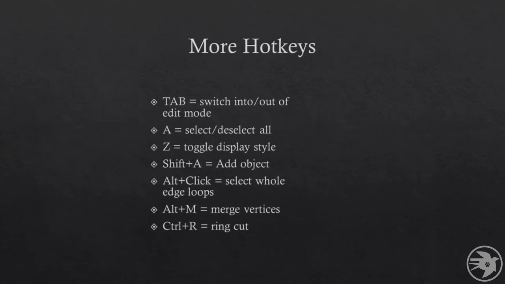Some more useful hotkeys, tab if you're trying to edit an object, that'll take you into a mode where you can edit the mesh. A will select or deselect everything, pretty useful. Z will toggle you into wireframe. It's to allow you to see through things, which can be helpful when you're modeling. And then a few other ones that I use sometimes are Alt-Click, which will select an entire edge loop. And then Alt-M, which will take several vertices and merge them together into one, sort of pinch and connect them into one. So it's useful if you're closing off a tube type shape or something.